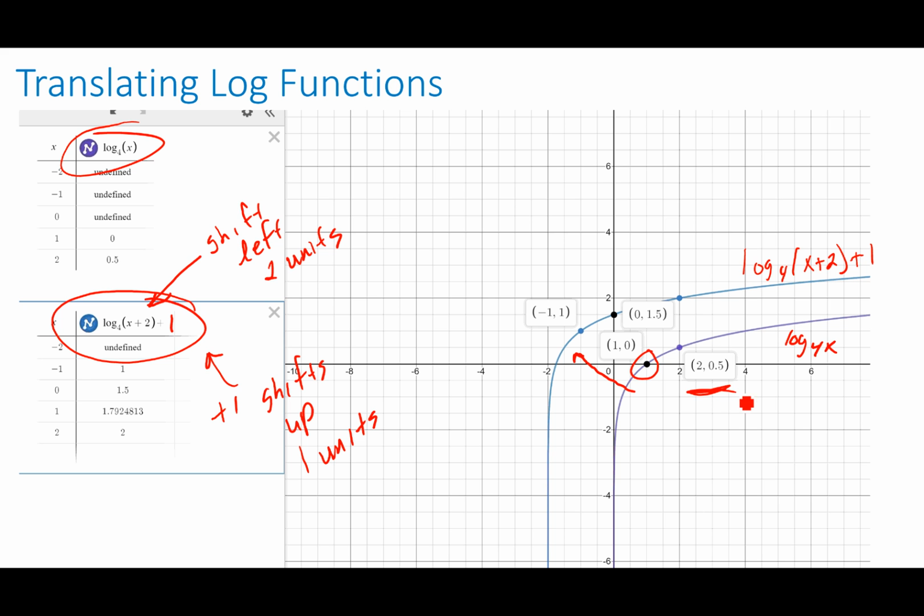Same thing with this point, (2, 0.5). It shifted left 2 units, so now it's on the y-axis, and up 1 unit.